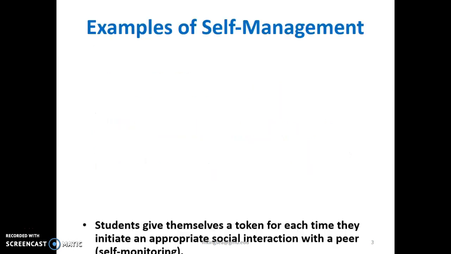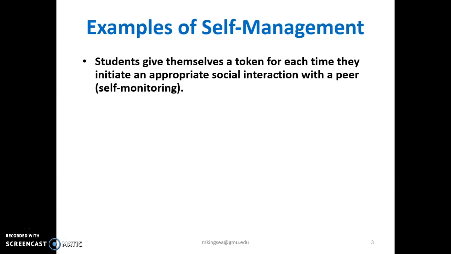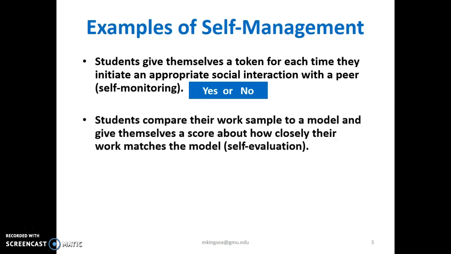Examples of self-management: students give themselves a token for each time they initiate an appropriate social interaction with a peer. This is known as self-monitoring, usually answered with a yes or no response. Students compare their work sample to a model and give themselves a score about how closely their work matches the model. This is known as self-evaluation, and one way to self-evaluate may be to give yourself a 1, 2, or 3 rating.